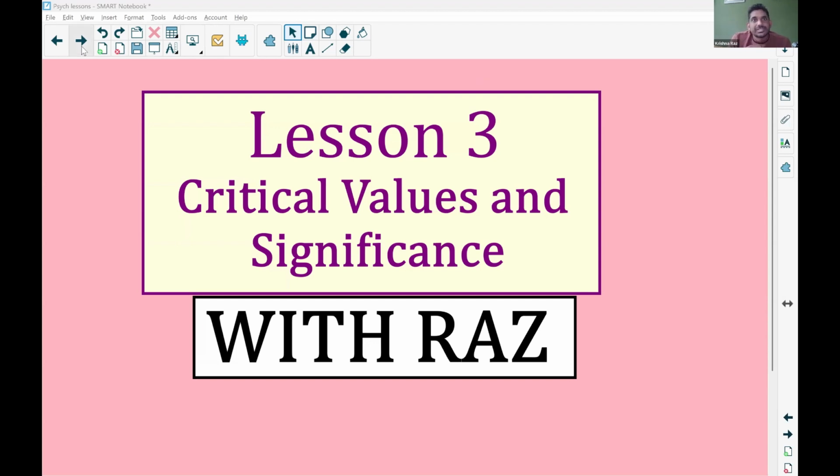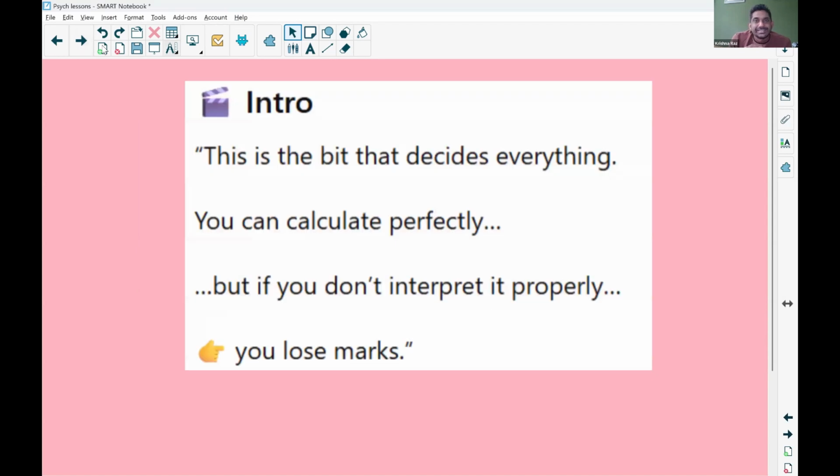So in lesson two, we looked at the sign test, and hopefully in this video, I'll just get a bit of understanding as to what critical values are and where they come from, so you'll understand what you're doing when you're doing it. So this bit decides everything. You can calculate perfectly, but if you don't interpret it properly, you lose marks.